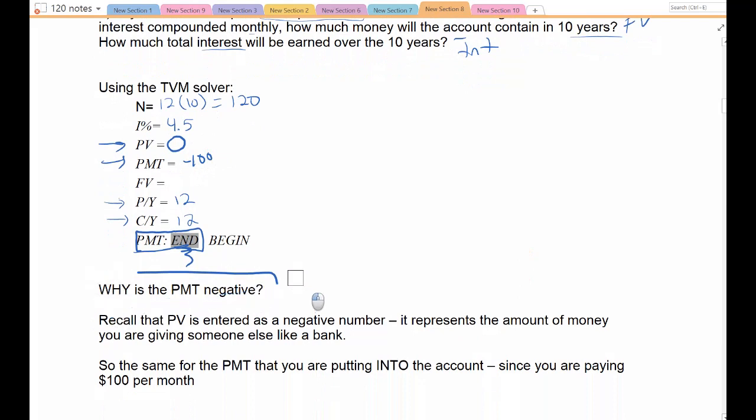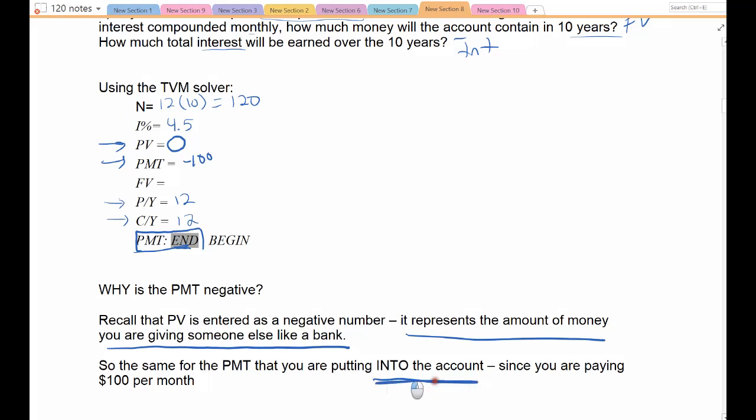All right, well, the reason why is the same reason the present value was negative in the original compound interest stuff: it represents the amount of money you are giving someone else, like a bank. You're taking the money out of your pocket and you're plugging it into the account. Since you're paying into the account $100 per month, you can't spend it. You're investing it into this company, and they're putting it in the stock market, or they're giving out loans with your money. While they're using your money, they're paying you for that. That's what the interest is.